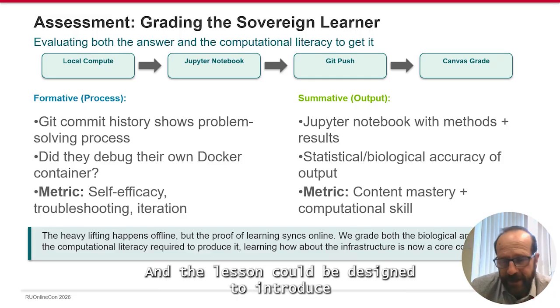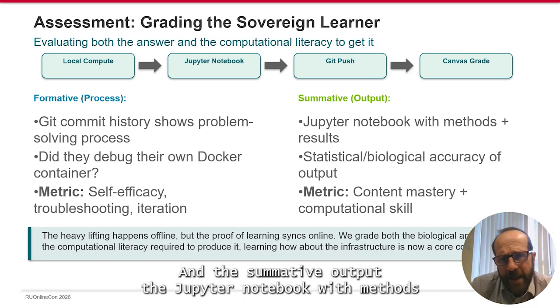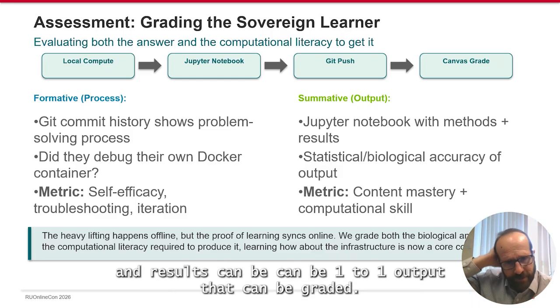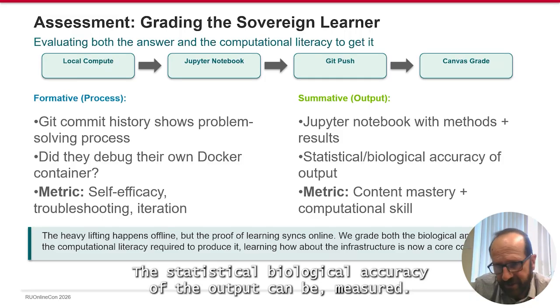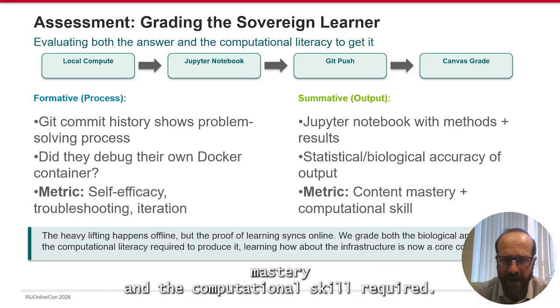And the lesson could be designed to introduce problems on purpose to see if the student can solve them. And the summative output, the Jupyter notebook with methods and results, can be one output that can be graded. The statistical and biological accuracy of the output can be measured. And the metric would really be the content mastery and the computational skill required.